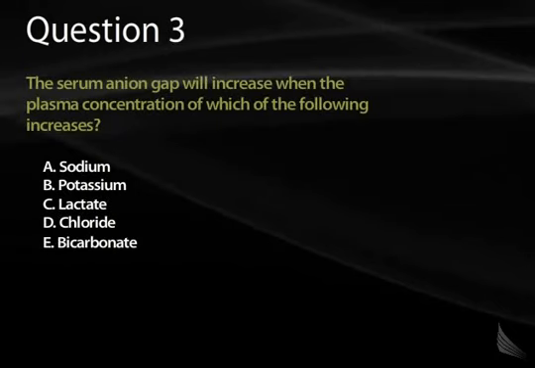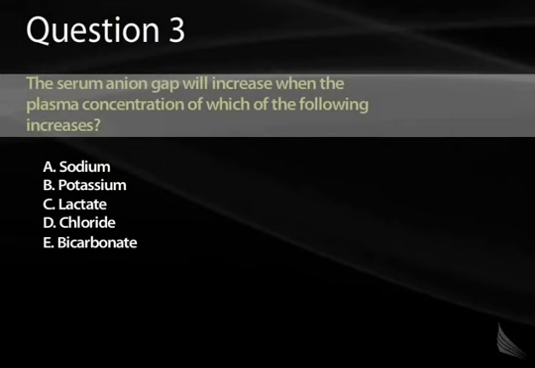Question 3. The serum anion gap will increase when the plasma concentration of which of the following increases? A. Sodium, B. Potassium, C. Lactate, D. Chloride, E. Bicarbonate. Remember, the anion gap increases in the setting of acidoses, where the acid is not one of the measured anions present. In this question, the only choice that is consistent with that is lactate, C.